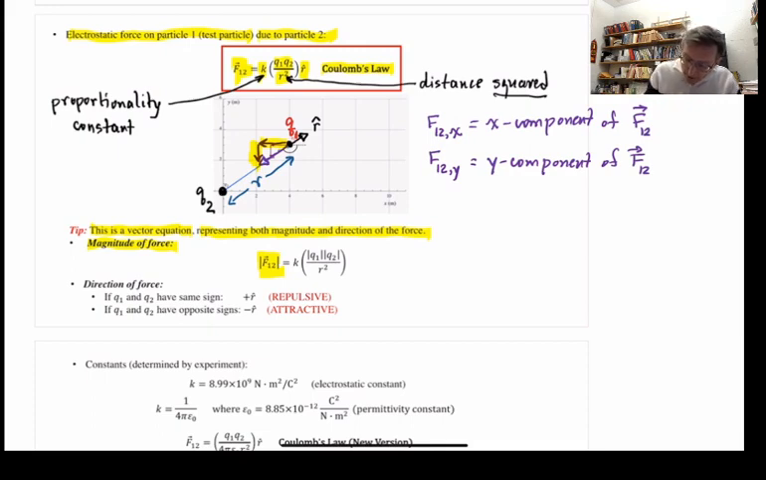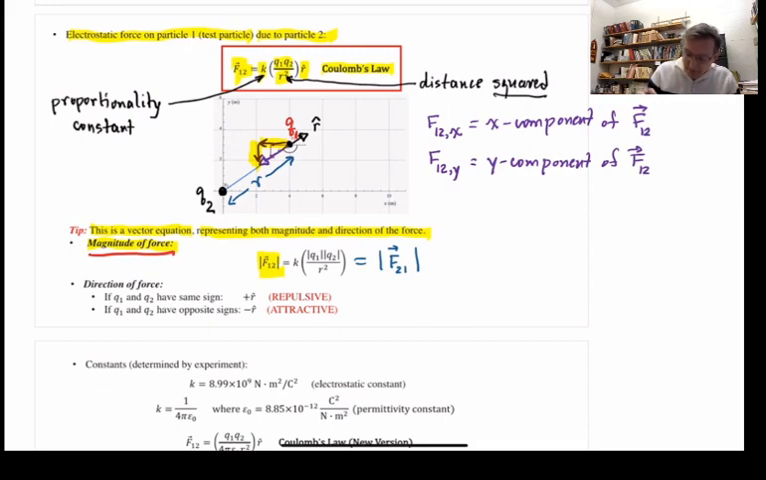And that's the formula you would use to calculate the magnitude of the electrostatic force on 1 due to 2. It's also the magnitude of the electrostatic force on 2 due to 1 by Newton's third law.